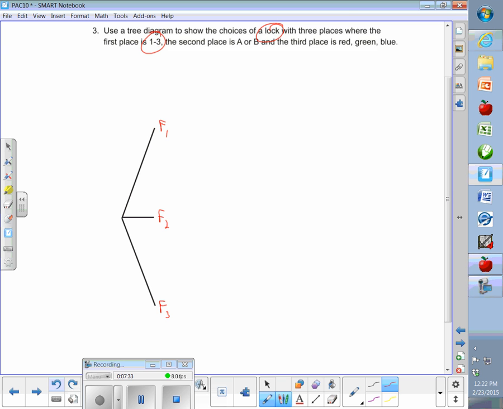Okay. So now I'm going to use my blue next. Now we got to go to second place, and that's A or B. So again, off of my first, I'm going to give myself enough room. And now I got to go second A or second B. And I'm going to try to make the next one line up. Second A or second B when you do a 2. And then again, a second A or a second B when you do the 3, right?